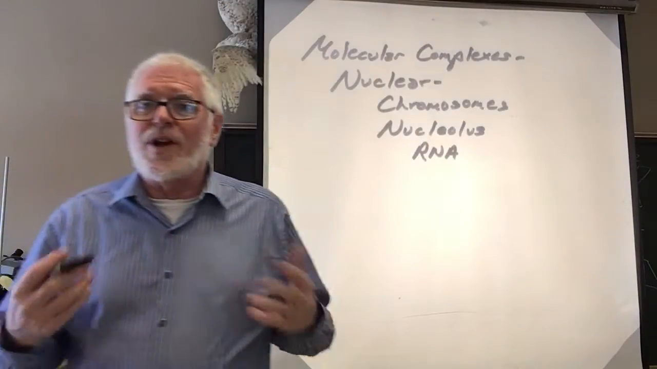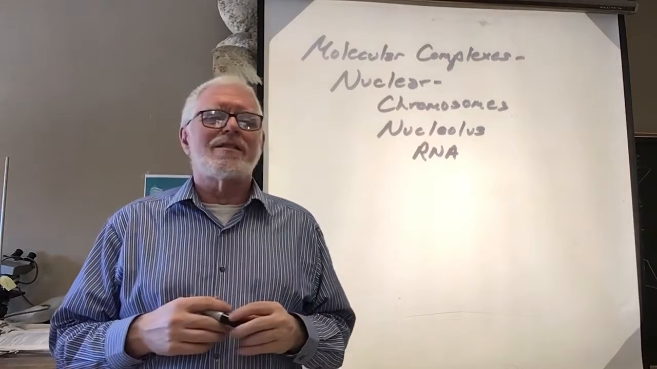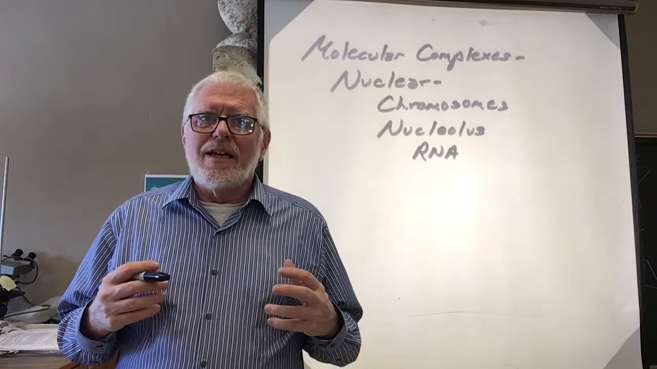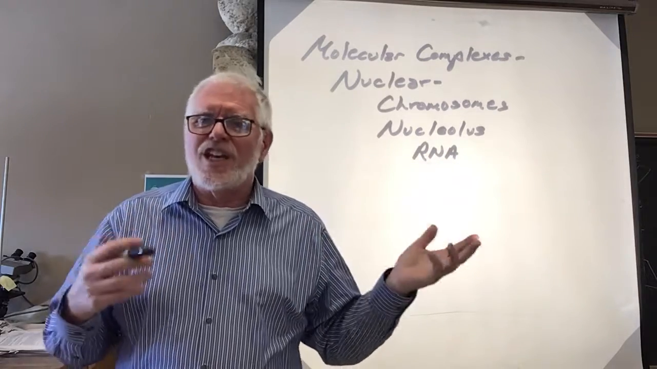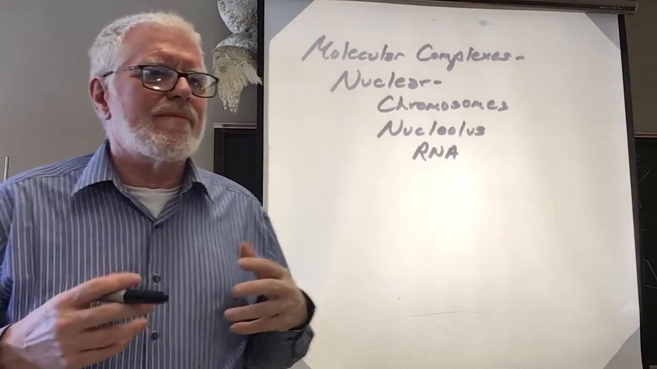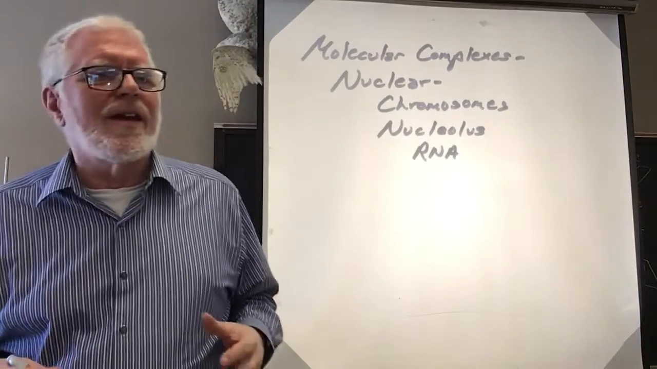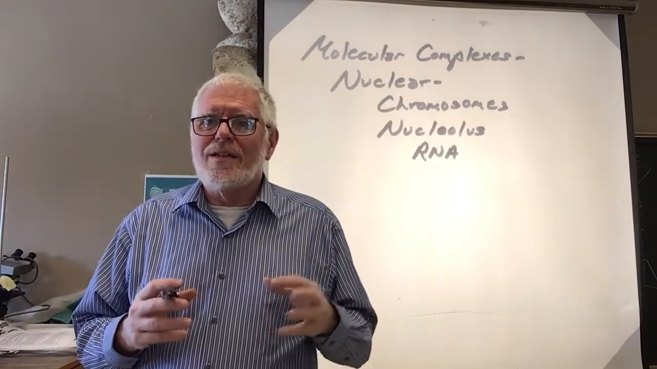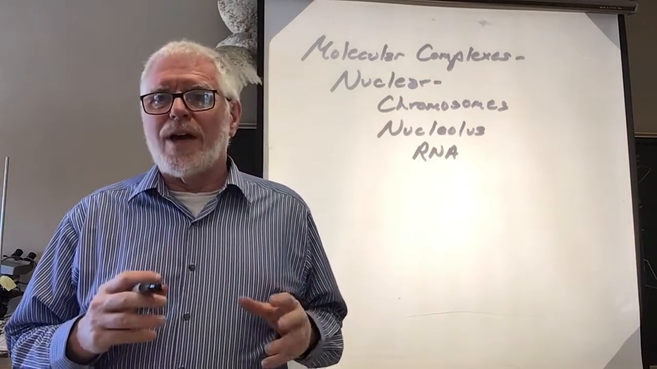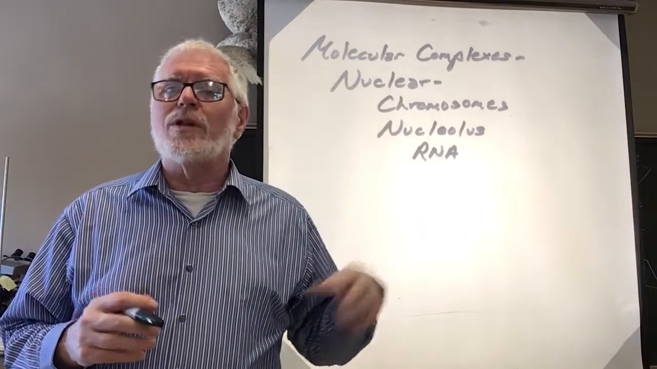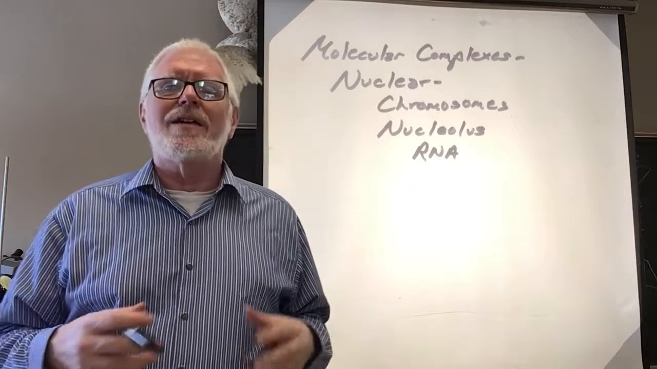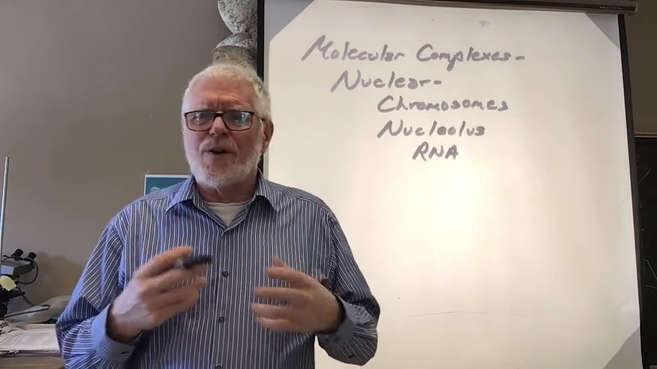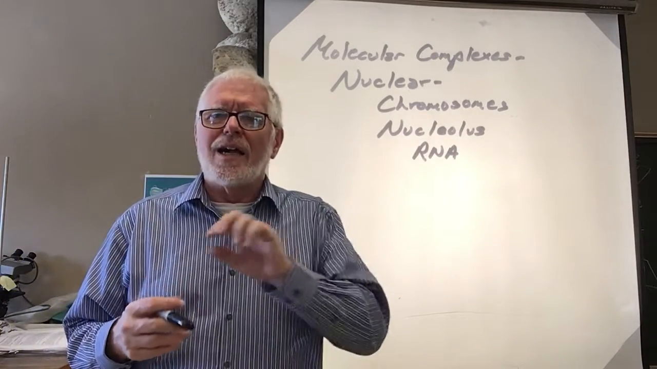RNA does a lot of stuff. We talked about RNA when we talked about nucleic acids. And it does a tremendous amount of stuff involving genetic expression. So you need processors for RNA. And that's what the nucleolus is. It stores a lot of the components so that you can build it when you need to build it. There's a bunch of different RNAs in there.